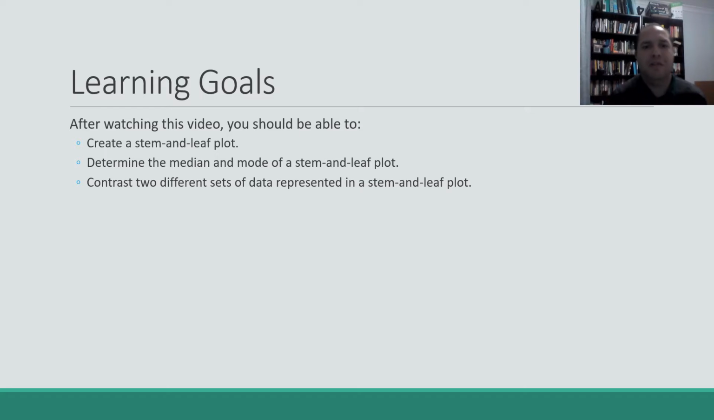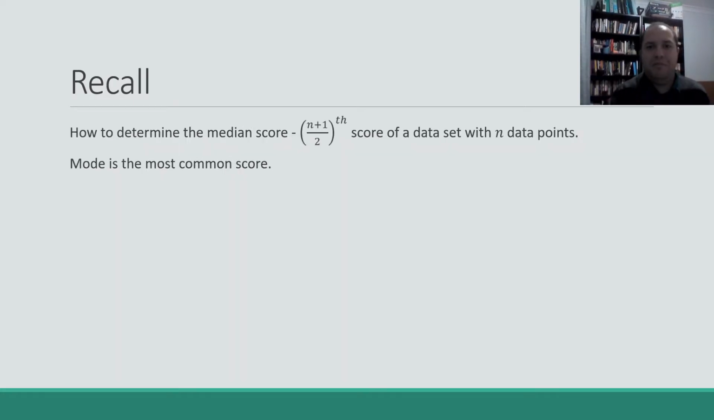Right, so after watching this video, you should be able to create a stem and leaf plot, determine the median and mode from a stem and leaf plot, and also contrast two different data sets represented in a back-to-back stem and leaf plot.